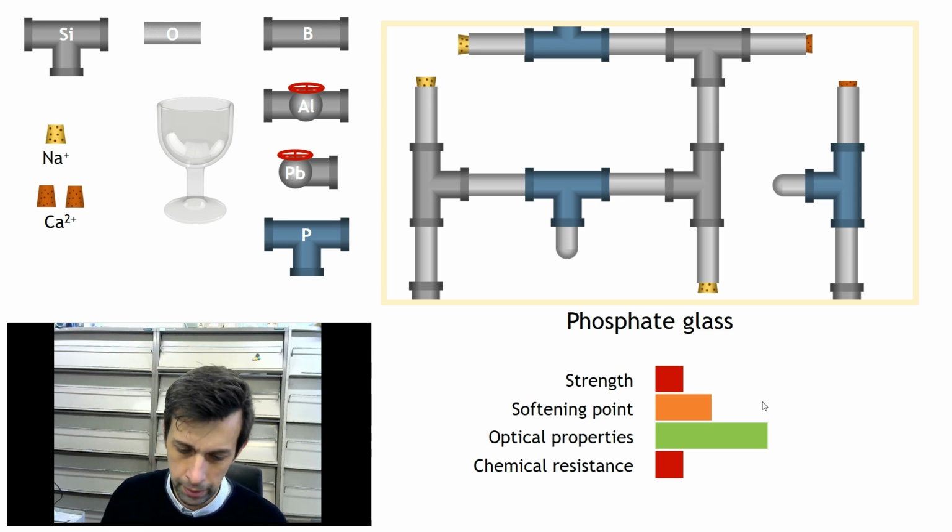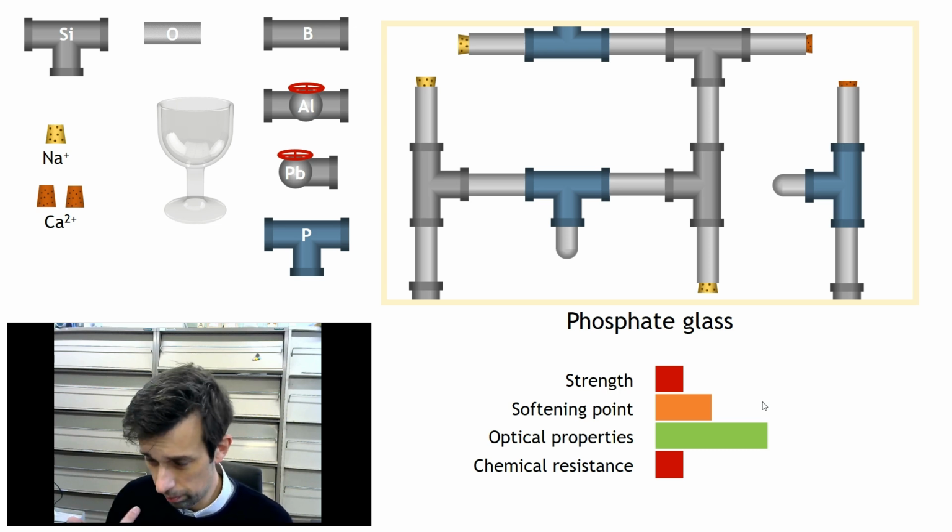The other important property of phosphate glass is that it's relatively easy to put rare earth atoms inside of phosphate glass, and this is useful when you want to produce lasers, fiber optic lasers. So this is the reason why to choose phosphate glass.